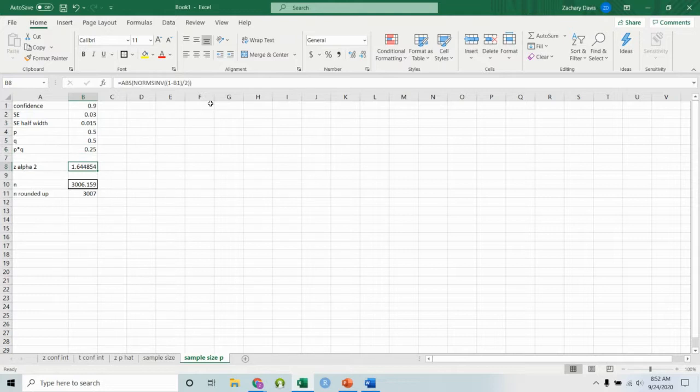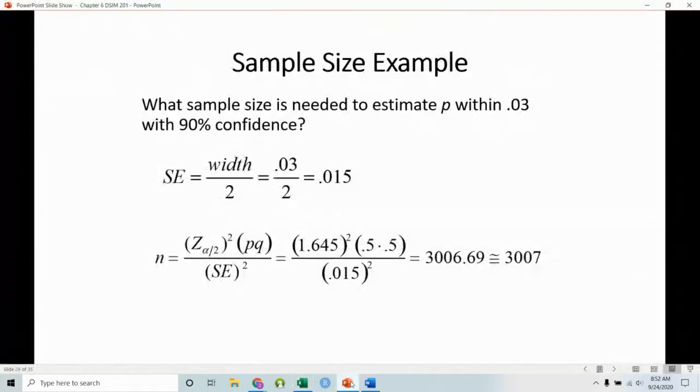So we pull the z alpha 2 value the same way from our normal table. We use the formula to calculate it out, and we get 3006.15, but we have to round up, so we get 3007. So the same value as just using the manual formula. So that's all for today, and we'll talk more and do some more examples later on.